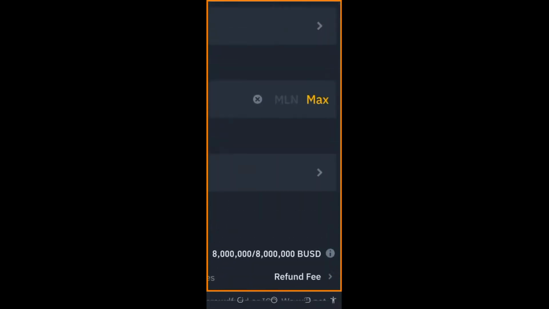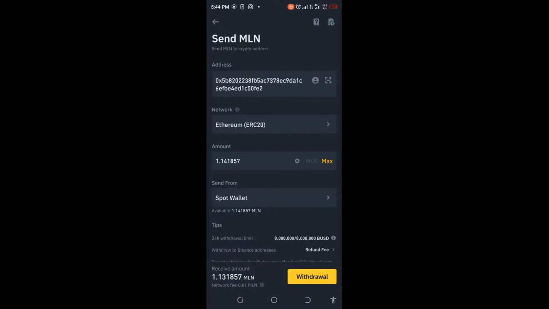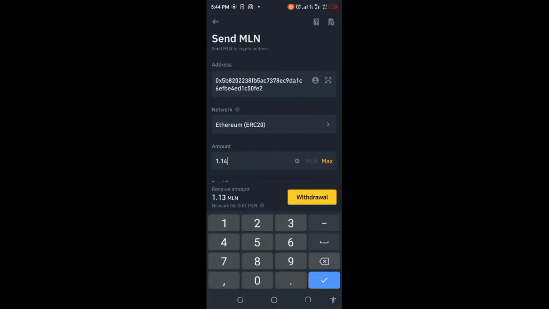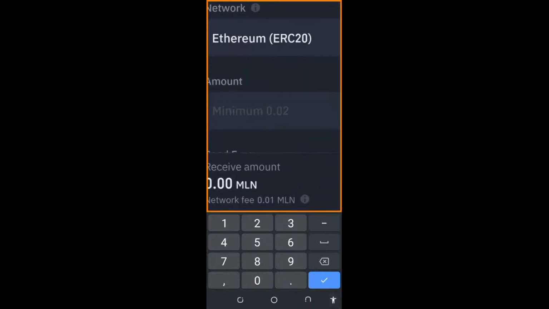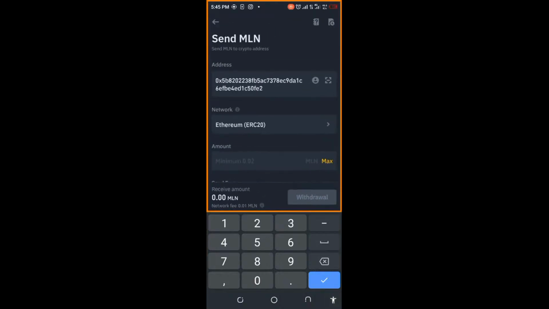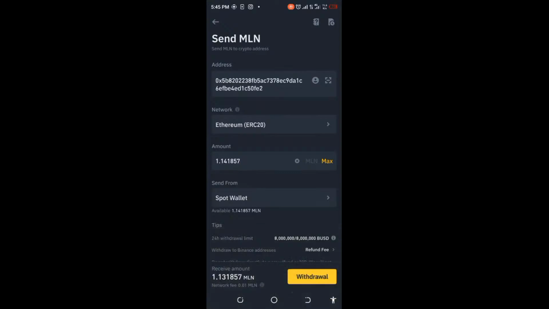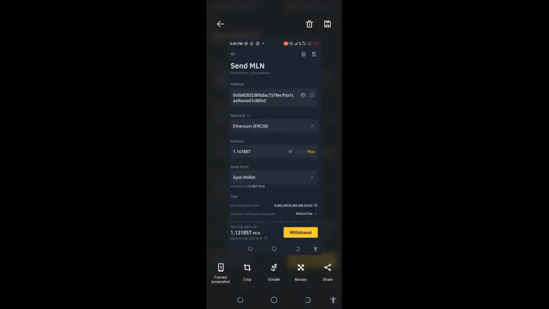It might tell me that there's some minimum, but let me see. It's not telling me anything. Is there any minimum? Let me remove that first to see if there's any minimum. It might tell me, oh, good. Everything is fine. So it will tell me if there's any minimum withdrawal. So let's go ahead. I'll just take a screenshot. We're going to receive 1.13. As you can see here, we're going to receive 1.13.